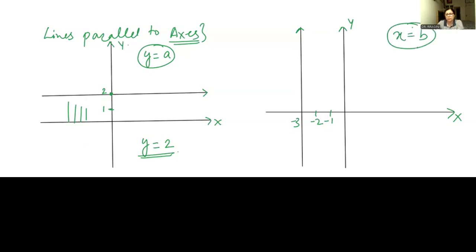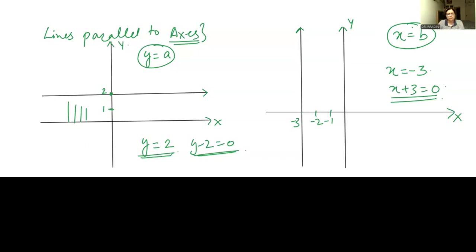So in this case, what is the point where this line is meeting x-axis? It is -3. So the equation of the line is x is equal to -3, or you can write it as x plus 3 is equal to 0. This is the equation of the line. Here we can write this as y minus 2 is equal to 0. So when lines are parallel to x-axis or y-axis, the equations are of this kind.